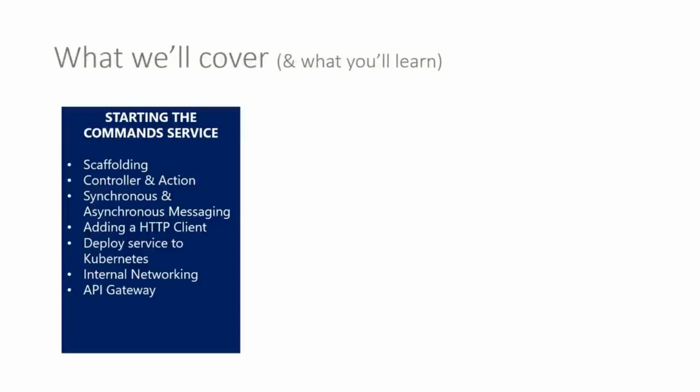Part 4, we start with our commands service, but really this section is focused on synchronous messaging. So we scaffold up our command service to start with, we set up a controller and action, and then we look at messaging, synchronous and asynchronous messaging. As part of the synchronous messaging, we set up HTTP communications between both our services, our platform and command services. As part of that, we add an HTTP client to our platform service. We obviously have to deploy our command service into Kubernetes. We do some internal networking, and we also stand up an API gateway. So it's a really big section where we cover an awful lot of material.